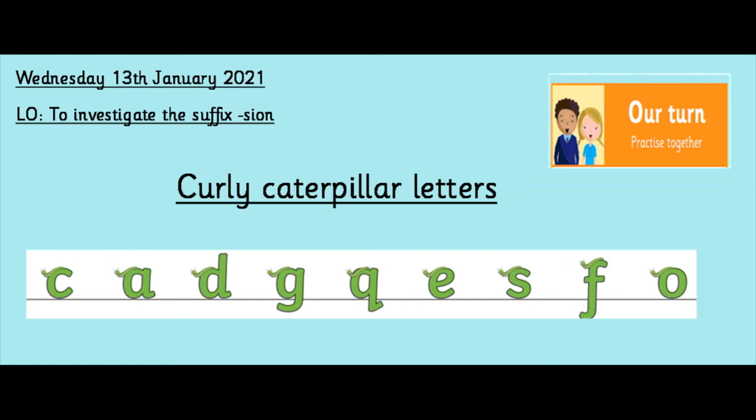So we're looking again today at curly caterpillar letters. You've already done C and A with me, and you did D and G with Miss Murphy yesterday. So today we're going to be looking at the letter Q and the letter E. So this is the handwriting section of the video.